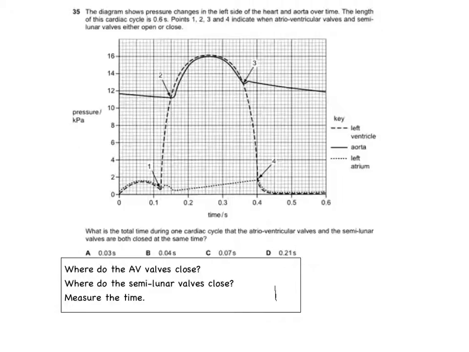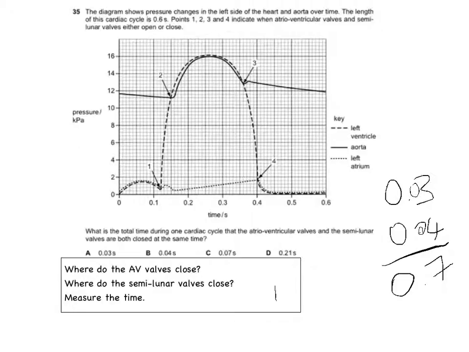So the total time is going to be the time between 1 and 2 and between 3 and 4. So you then need to read along the graph. So 1 is at 0.12 and 2 is at 0.15. So that's 0.3 seconds. And then 3 is at 0.36 and 4 is at 0.4. So that's 0.4 seconds. So that's a total of 0.7 seconds. Sorry, 0.0. All of those. Oh dear. Bad maths. So C.